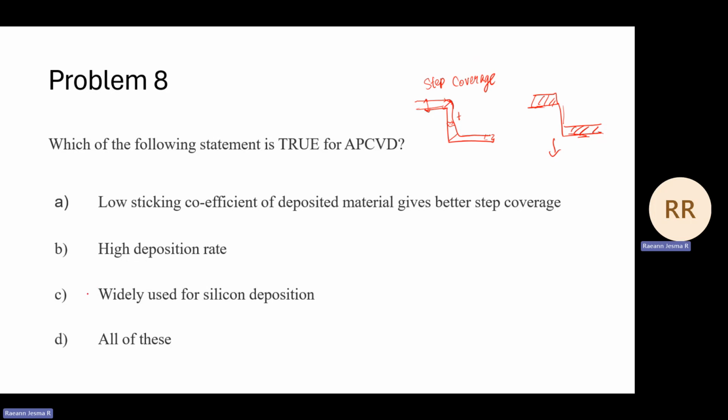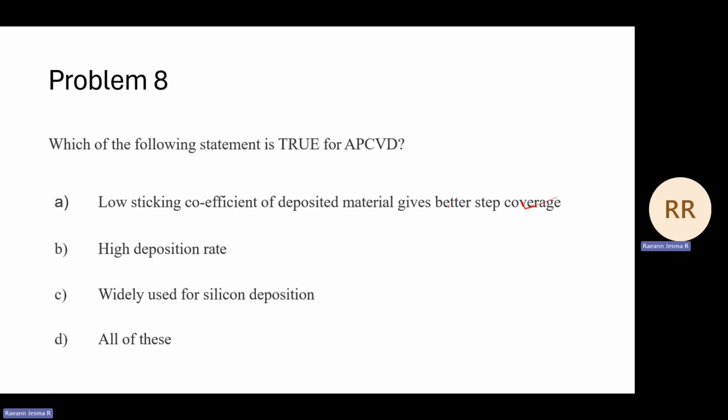Okay, so the option is option D actually. Option A is correct. If there is a low sticking coefficient of deposited material, then it has been seen that it will give better step coverage. Another thing is that in APCVD we are having the deposition at very high pressures, at atmospheric pressure. So the amount of gas flow will also be very high. The growth rate will be proportional to the pressure. So we'll have a very high deposition rate. Yes, so this is also correct.